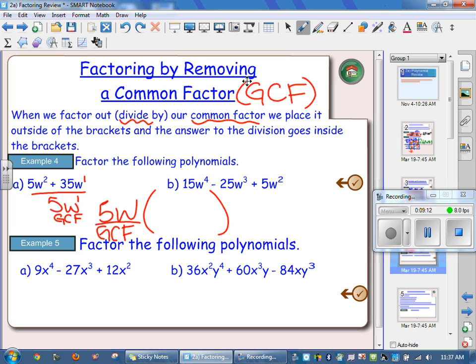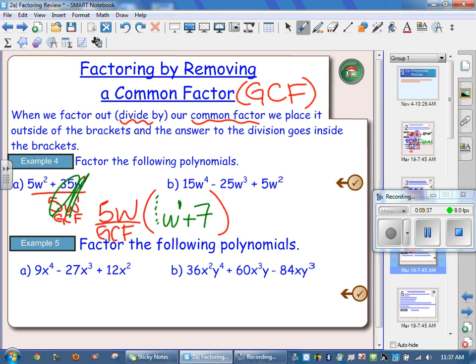So 5 divided by 5 gives me my hidden 1. W squared subtract W1 gives me 1W left, so W exponent 1 left. Do you have to show those hiding ones? No, you don't. Then I take my 35 and divide by 5. I'm going to get a positive 7, so you must attach it with a plus sign. And then your W's are going to disappear, because 1 subtract 1 gives you 0.